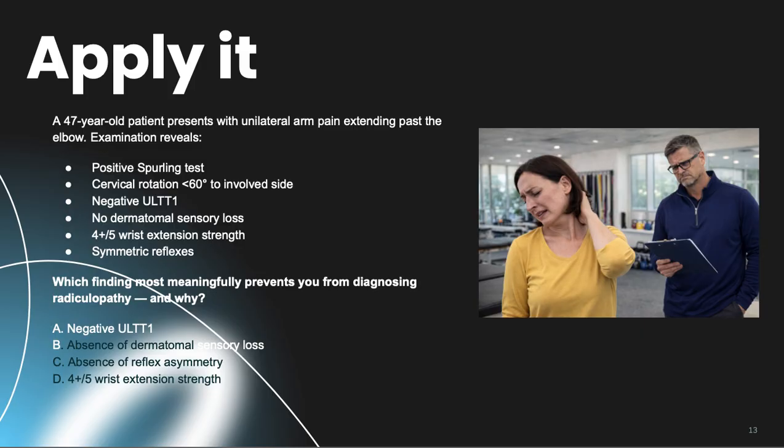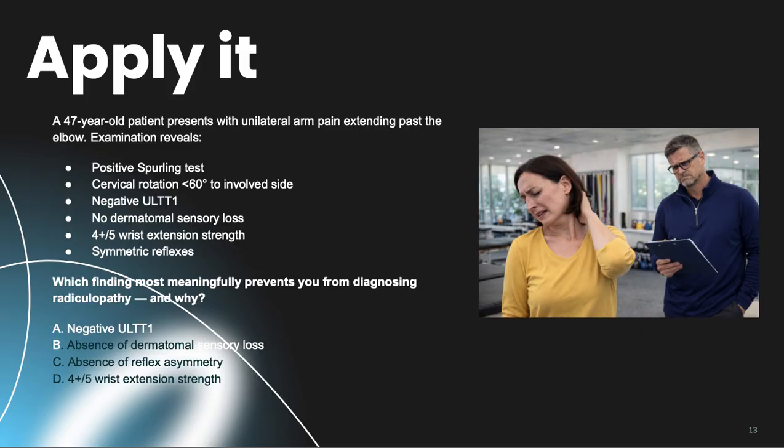And the correct answer is C, the absence of reflex asymmetry. Remember, cervical radiculopathy is defined by objective loss of sensory and/or motor function. And clinically, that often includes altered reflex patterns. Here are the provocation tests that raise probability, but without an objective deficit, especially reflex change, the safest conclusion is radicular pain or irritation, not a confirmed radiculopathy. So we don't just throw around the term radiculopathy willy-nilly.